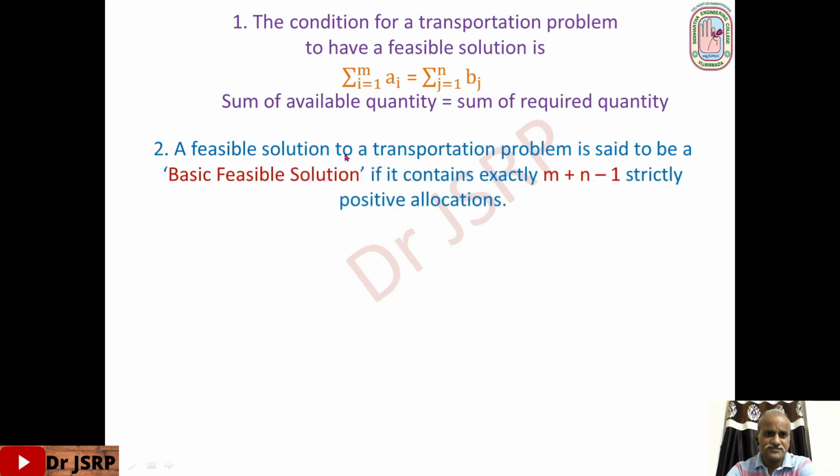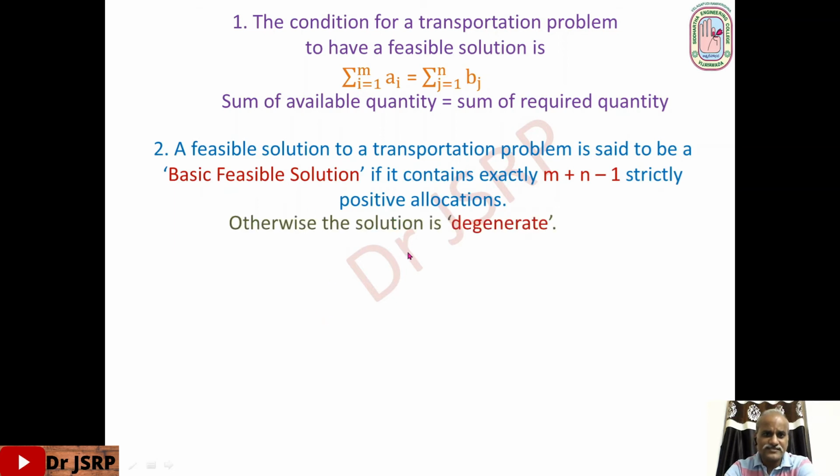Next, second, a feasible solution to a transportation problem is said to be a basic feasible solution if it contains exactly m plus n minus 1 strictly positive allocations. Positive allocations means the number of units to be transported from different origins to different destinations. Allocations means number of units. Okay. So there should be m plus n minus 1 strictly positive allocations. Then only the solution is said to be a basic feasible solution.